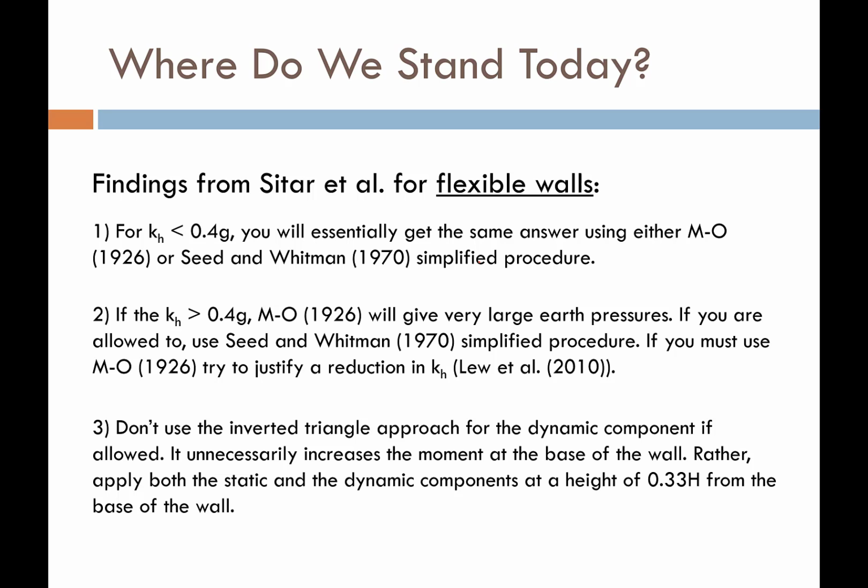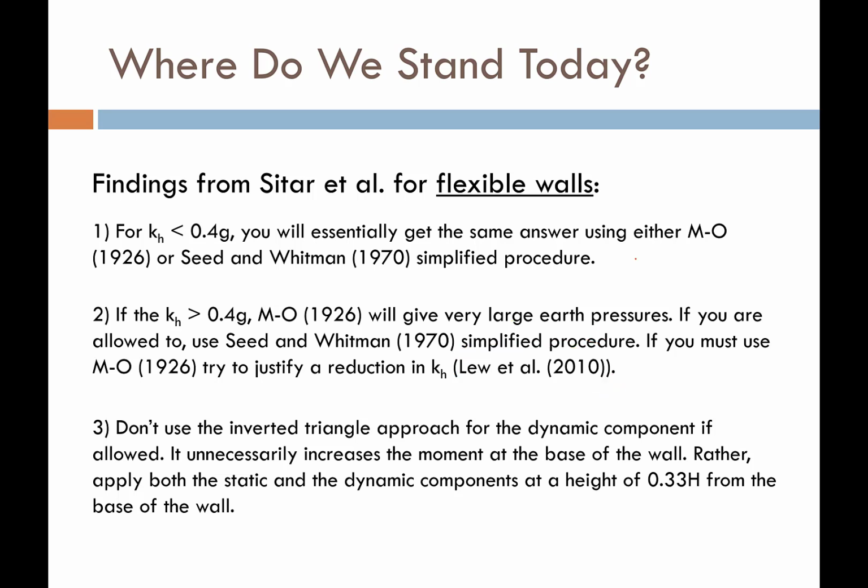However, if you're forced to use Mononobe-Okabe, then you need to do whatever you can to get this KH down below 0.4 G. So try to justify a reduction in KH. A great example of this is from the work of Dr. Marshall Liu, who's a notable engineering practitioner in California. I'll show you a table here later in the lesson of recommended KH values from his research.